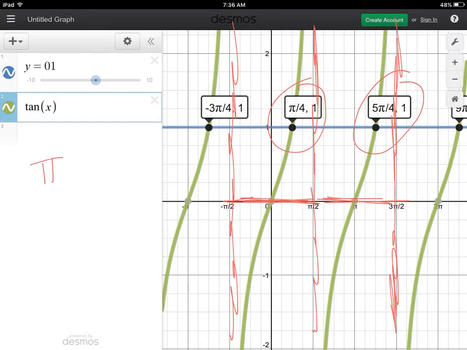So the way you write the solution for this kind of function, tangent and cotangent, we're just going to write pi k, not 2 pi k. Okay, that'll take care of all solutions.